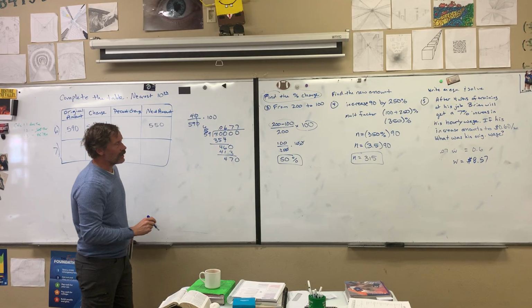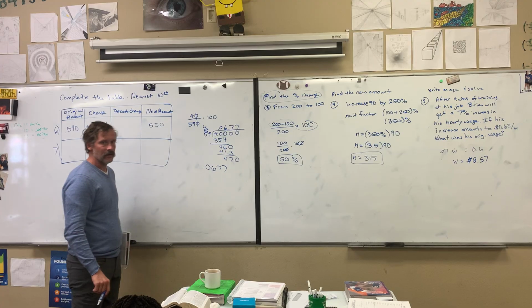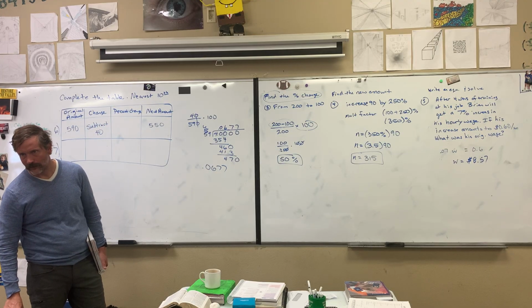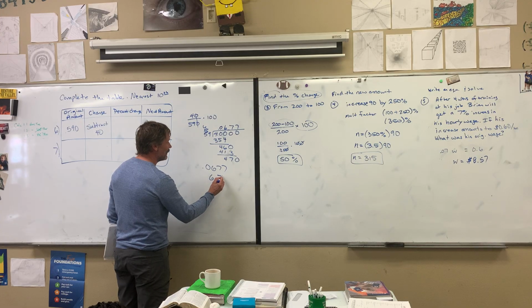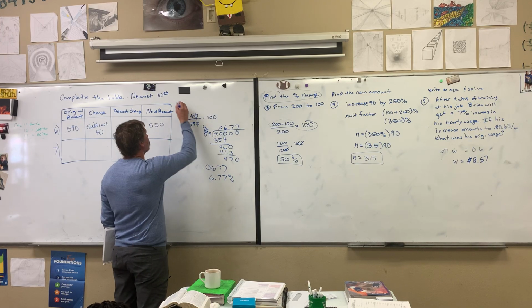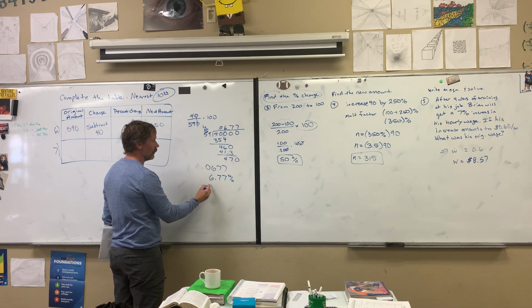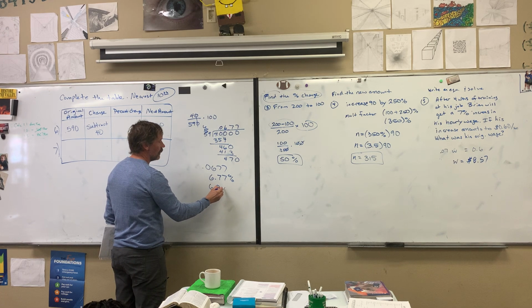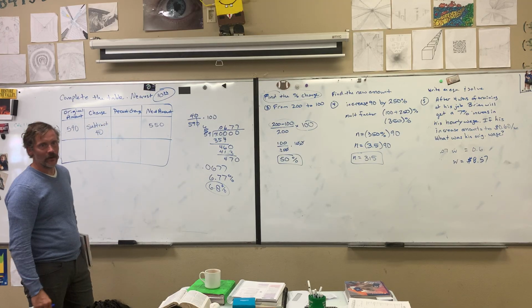So in this case, your answer is not 0.0677, because that's a decimal. How do I turn it into percent? Move it twice, so I have 6.77%, and then round to the nearest tenth. What's the tenth going to be? 6.8%. Again, that is a reasonable test question.